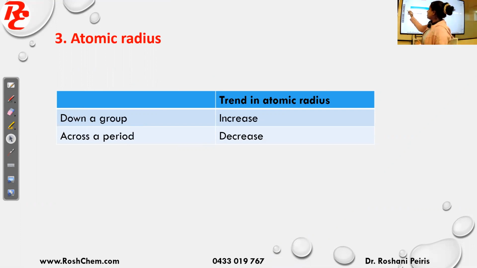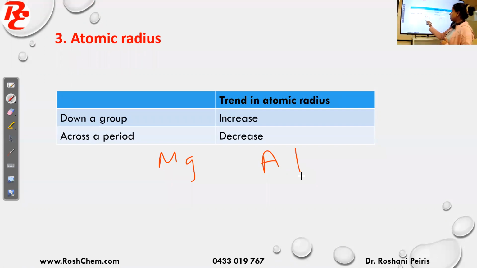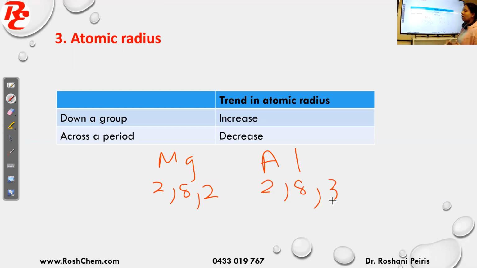If you take, for example, magnesium and aluminium, they are from the same period. Magnesium is 12, so which means it's 2,8,2. Aluminium is 13, so that's 2,8,3. You can see they both have 3 shells, but still the atomic radius decreases. The reason here is when you go across from left to right, the core charge is increasing. Core charge increasing means the nucleus can pull the electrons towards itself, so that will shrink the atom. Therefore the atomic radius, or the size of the atom, will decrease.